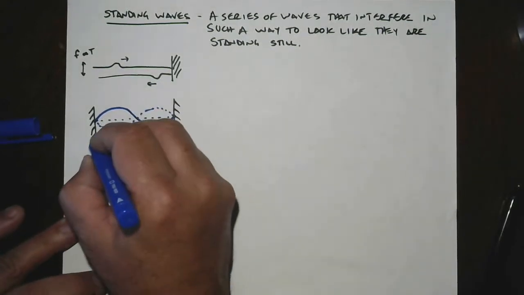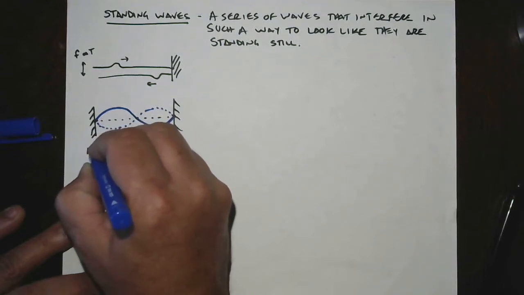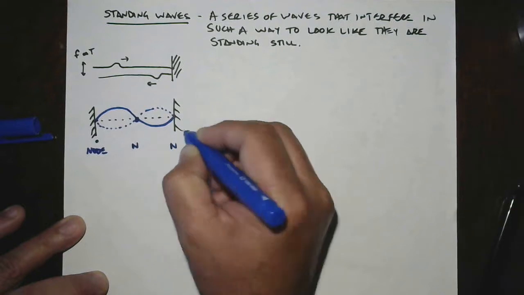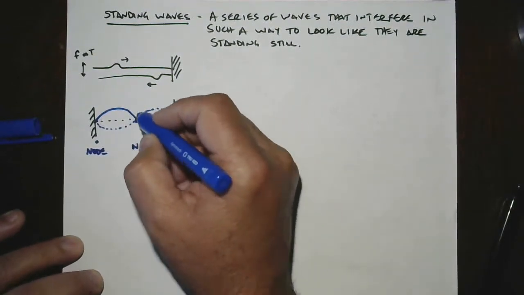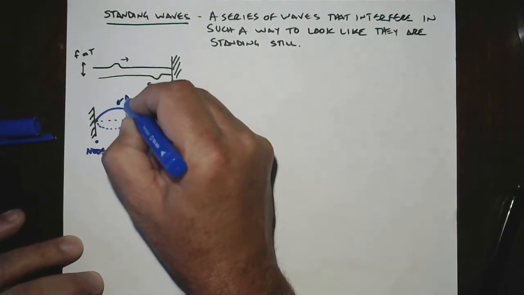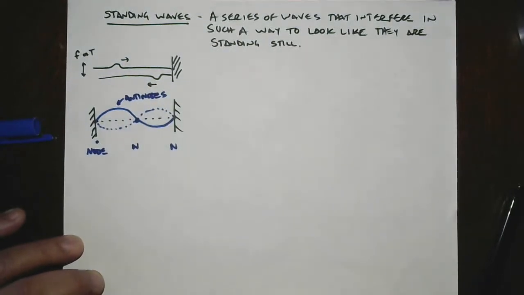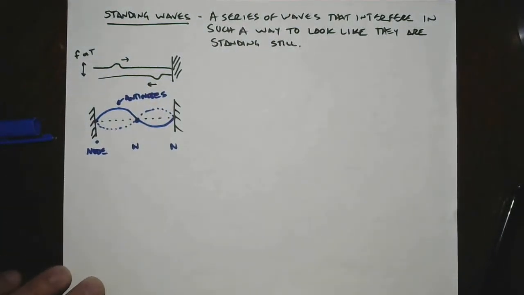Now areas on the standing wave that aren't moving at all are called nodes. So there's a node there, there's a node there, and there's a node there. Areas on a standing wave that look like they're moving a lot are called antinodes. Okay, so antinodes are the areas that are moving a lot.